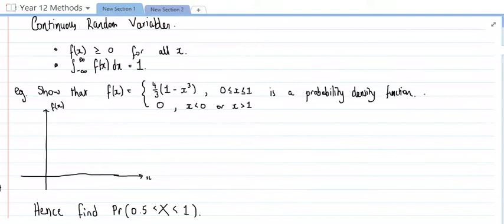Now when we're working with continuous random variables, there are two things that we need to be able to confirm. The first is that f of x is greater than or equal to 0 for all x, so the graph should always be above the x-axis. That's because f of x in this case is the probability, and we can't have negative probabilities. And also that the integral between negative infinity and infinity of the function is equal to 1.